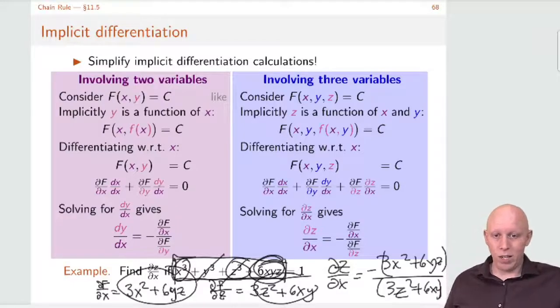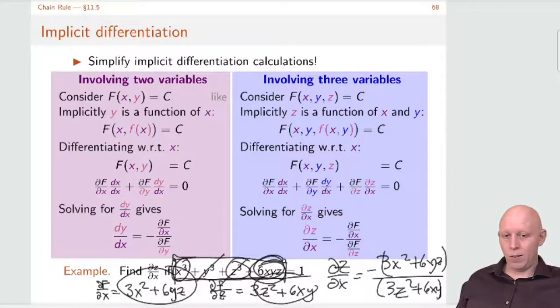Let me move out of the way. Whoa! All right, so there we go. That's our formula for del z del x. Much simpler than the last time.